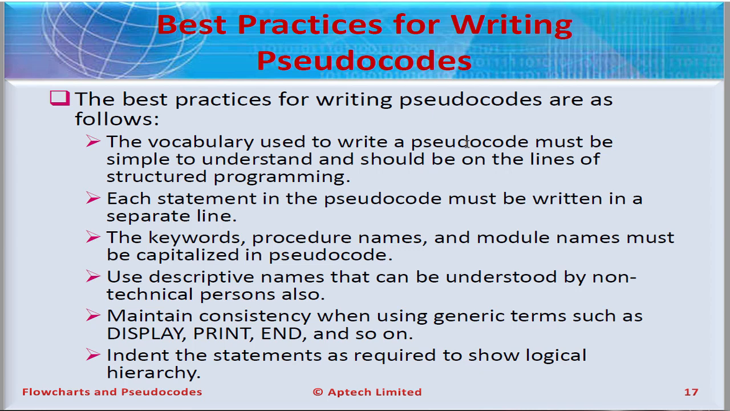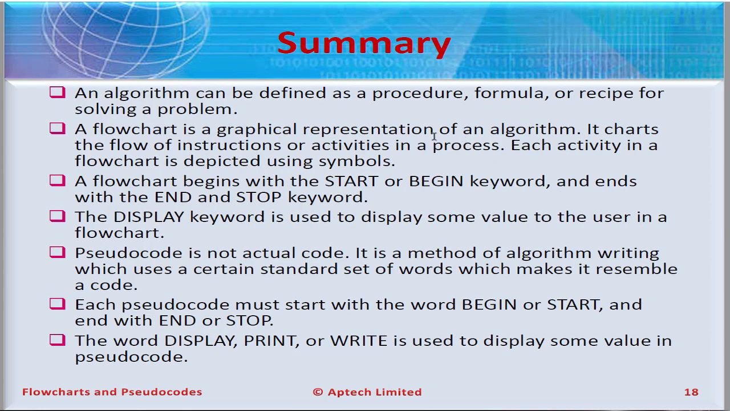And with that, we've come to the end of the session. Let's go through what it is that we have learned in this session. We have seen that an algorithm can be defined as a procedure, formula, or recipe for solving a problem. And a flowchart is a graphical representation of an algorithm. It charts the flow of instructions or activities in a process. Each activity in a flowchart is depicted using symbols. A flowchart begins with the start or begin keyword and ends with the end or stop keyword. The display keyword is used to display some value to the user in a flowchart.